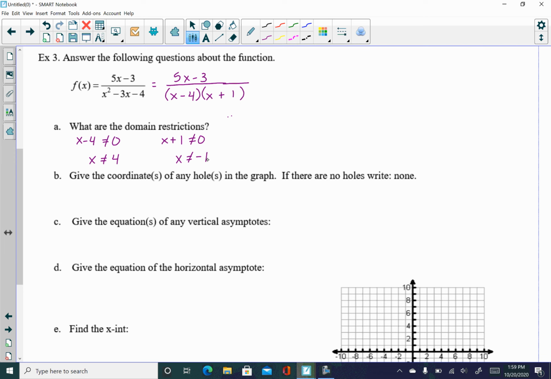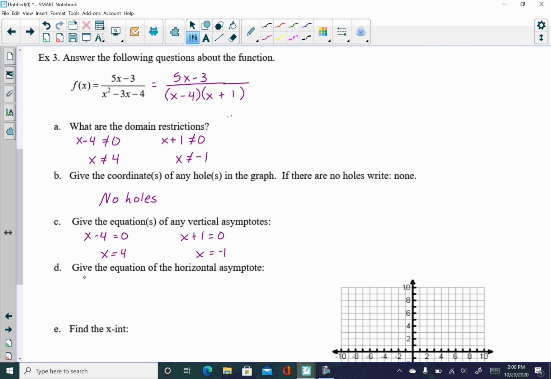Part B wants us to give the coordinates of any holes in this graph. If there aren't any holes, then we'll just write none. Remember, holes only occur whenever factors cancel out. I do not have any factors here that are going to cancel out, so we have no holes in this graph. Part C wants vertical asymptotes. Your vertical asymptotes are just your denominators set equal to 0. So x minus 4 equals 0, x plus 1 equals 0. If we solve for x, we get positive 4 and negative 1.